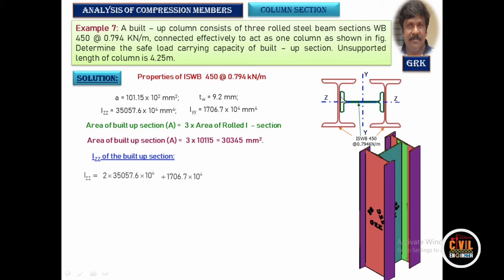For this one, the YY value will become ZZ here. This is the YY value of the individual section, and that will be taken as ZZ value since it has been rotated. So you're going to take this IYY of the built up section as ZZ. This is what you should understand. Just because we have rotated it, the YY value will become ZZ and ZZ will become YY.